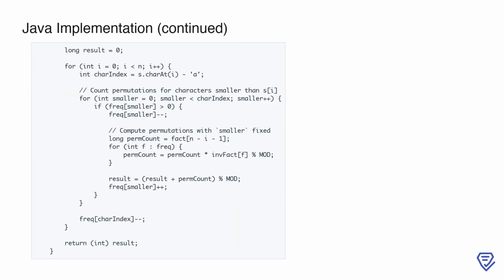We now calculate the result by iterating through each character in the string. For each character at position i, we convert it to its corresponding index in the frequency array using charIndex.